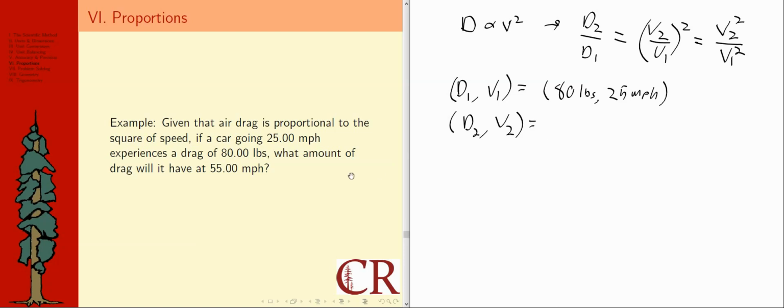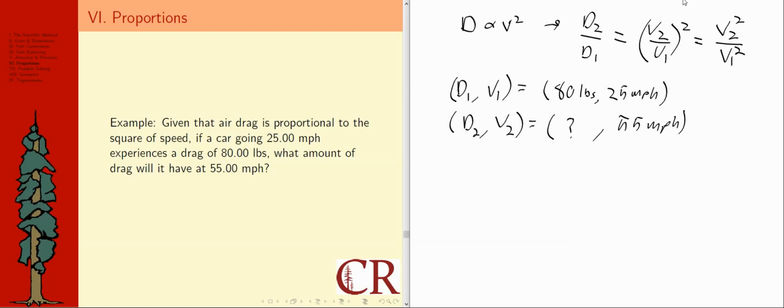The second one I am given here, well, I'm asked, what amount of drag will it have at 55 miles per hour? So maybe one way of looking at that is for that second pair, I'm going to say the speed value, the value for v, or maybe the velocity value, is 55 miles per hour. But the thing I don't know is what this other one is. That's really the thing I'm being asked for.